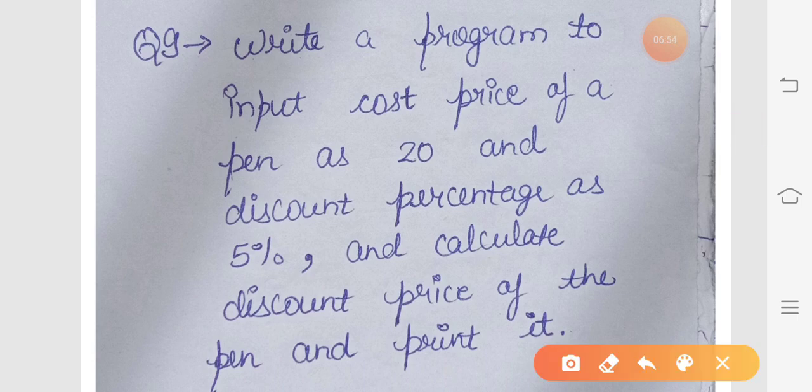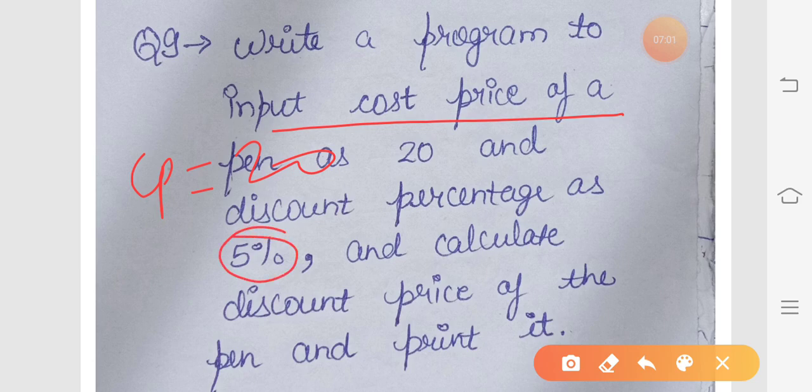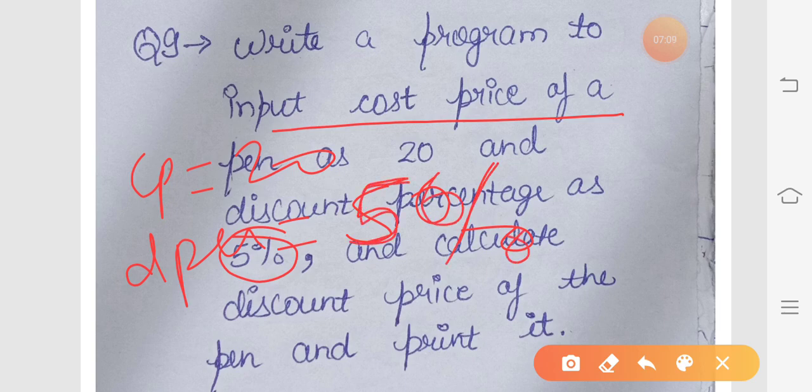Again very simple, you have to take the cost price. So you will take here CP is equal to 20 and the discount percent. So discount percent is equal to, you will not write here 5% because the percent sign is not allowed. So you will take only 5, right? And after that you will apply the formula for discount price.